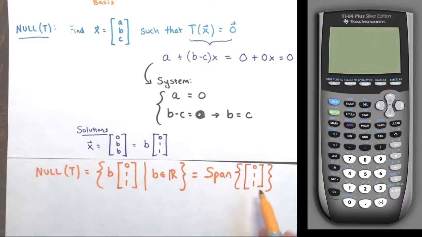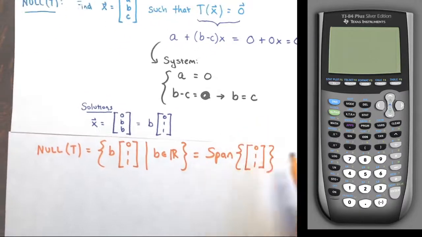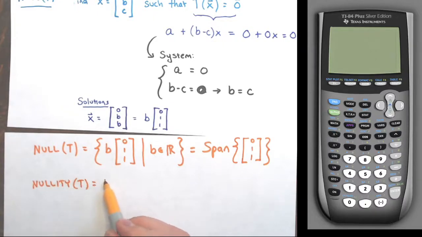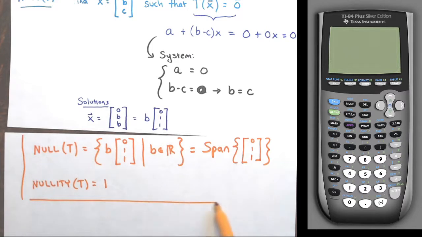And again, this would have dimension 1, right? Because clearly the set with 0, 1, 1 in it is a basis for this space. So the nullity of T is again equal to 1. Right, so there we go. That's one way to find it.